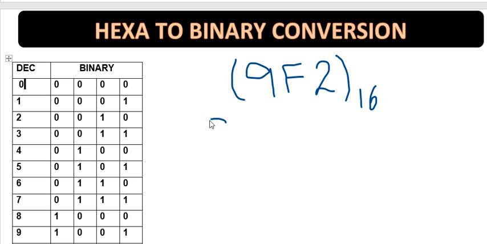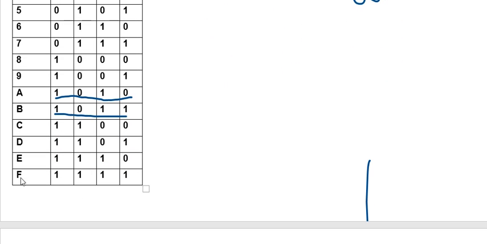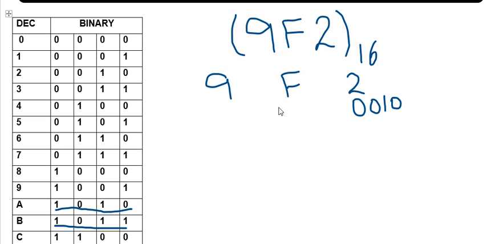So what we'll do is we'll write these digits: 9, then F, and then 2. Now from this table you just see the hexadecimal digit. So it is 2, and in front of 2 it is written 0010. So we'll write 0010. Now see what is written in front of F. It is 1111. So we'll write 1, 1, 1 and 1. And in front of 9 it is written 1001.